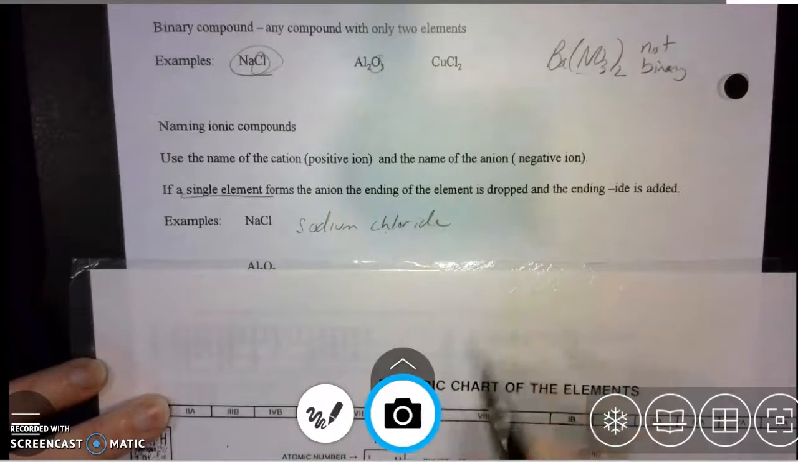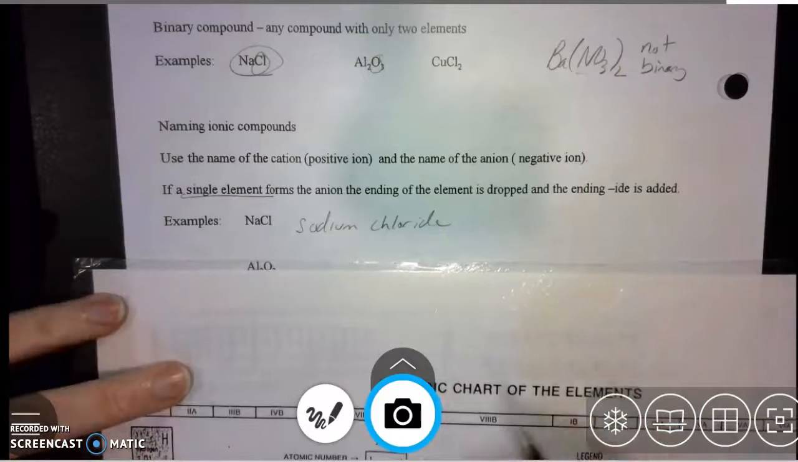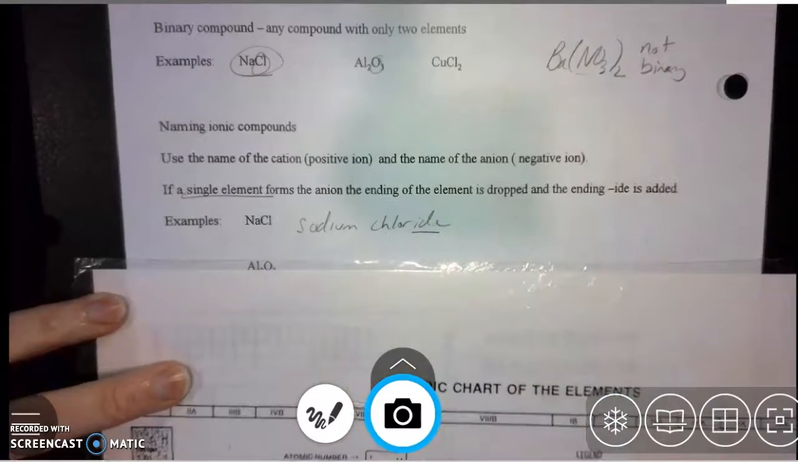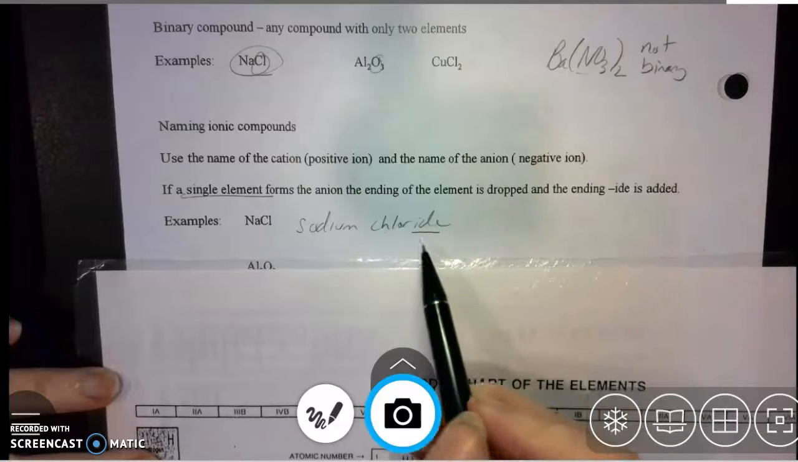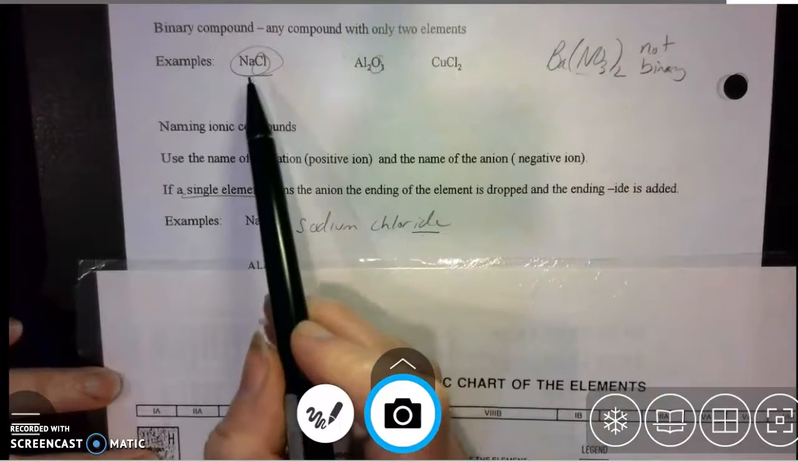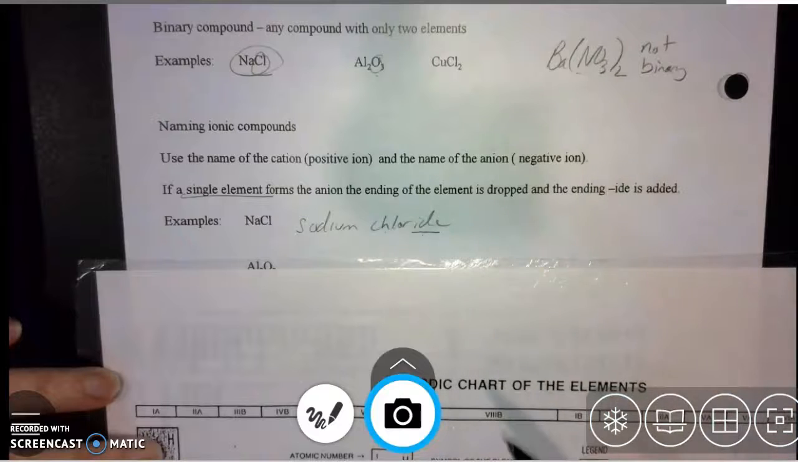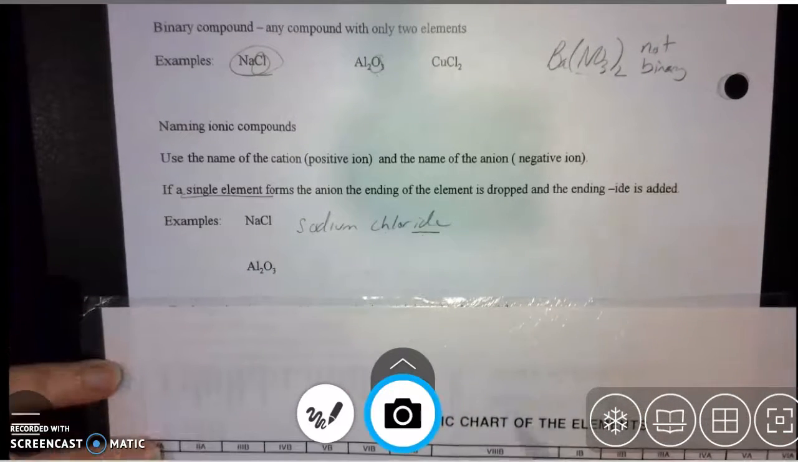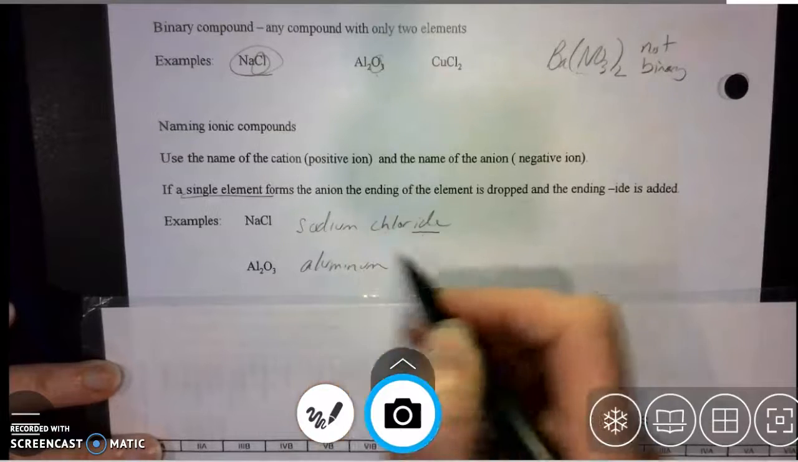Sodium chlorine would tell us it's a mixture of the elements sodium and chlorine. The IDE ending tells us that they are chemically bonded. So this idea of IDE, I have a little weird saying for this one too. I'd rather be alone. So if it's just chlorine or just oxygen and not with another compound, it gets that IDE ending. Okay. We go to aluminum, we then have the name aluminum oxide.